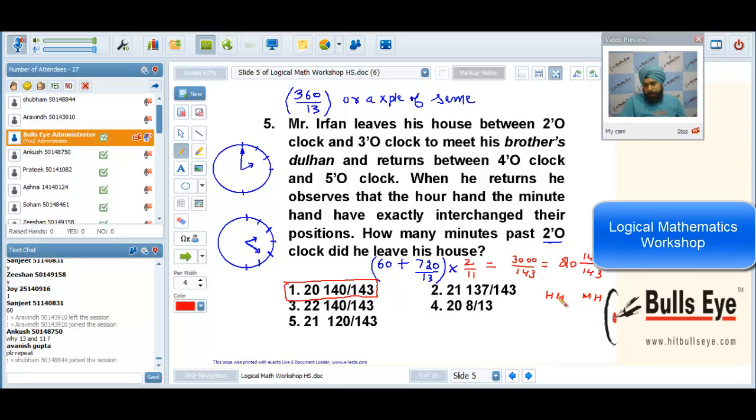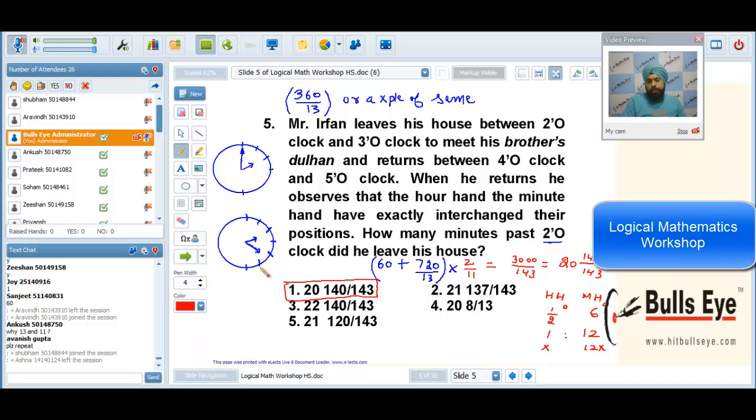you all know minute hand travels 6 degrees per minute and hour hand travels half a degree per minute. So ratio of their speeds is 1:12. So that simply means the time in which hour hand travels x degrees, minute hand will travel 12x degrees.